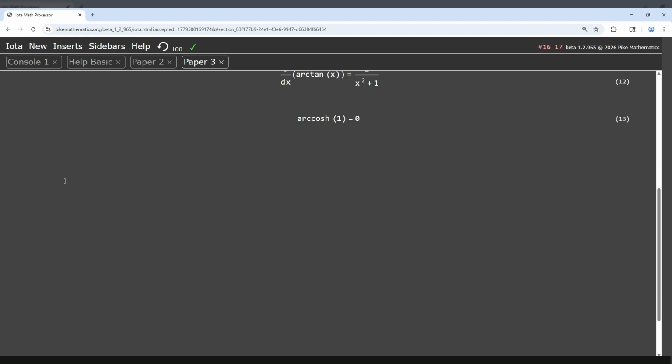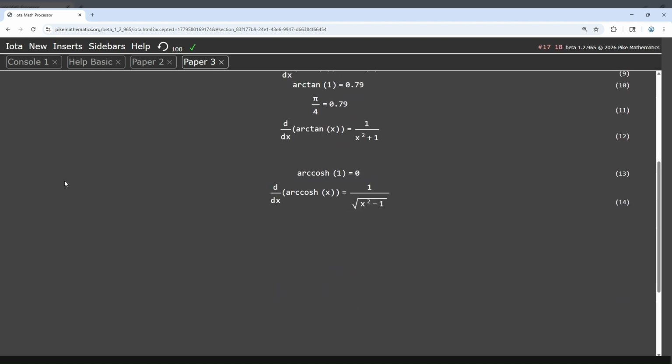And last but not least, we also have the derivatives for the inverse hyperbolic functions programmed. So backslash d underscore x of arc hyperbolic cosine is, there you go, 1 over the square root of x squared minus 1.